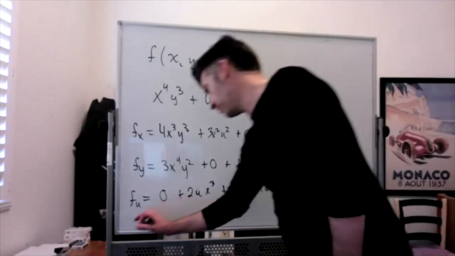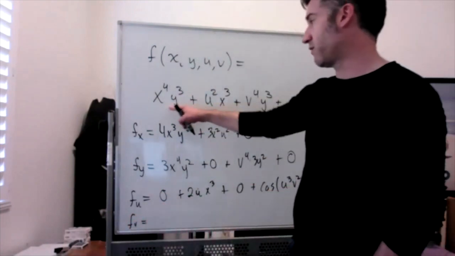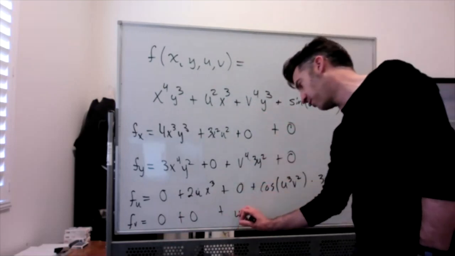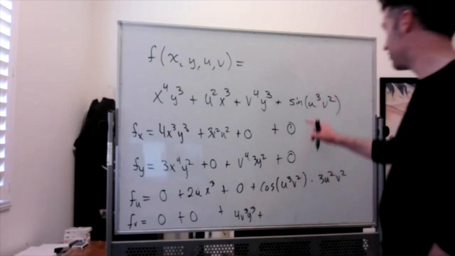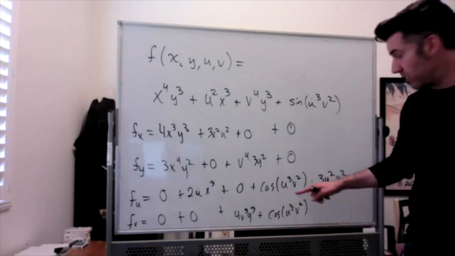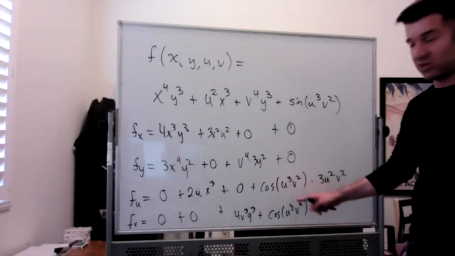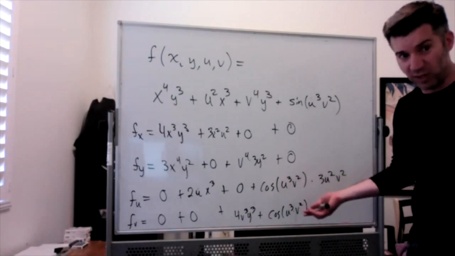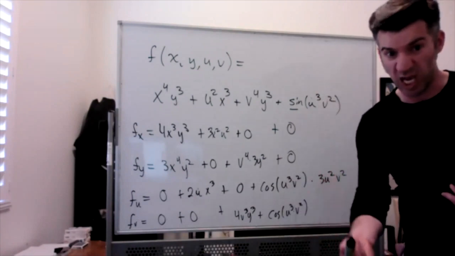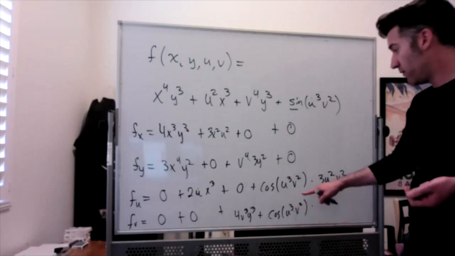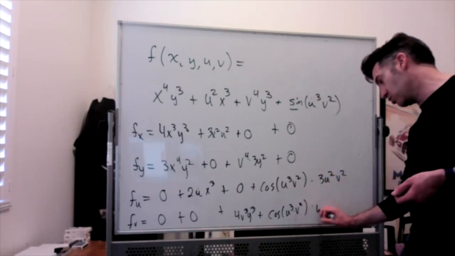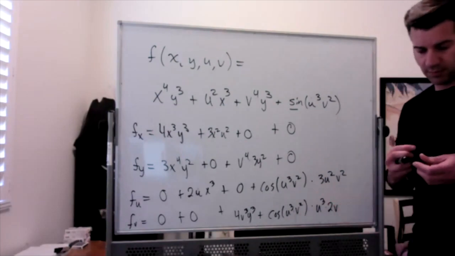Let's find the last one. Might as well, right? f_v: the derivative of x to the 4th y cubed is going to be 0. The derivative of u squared x cubed is going to be 0. The derivative of v to the 4th y cubed is going to be 4v cubed y cubed. And the derivative of sine of u cubed v squared is going to be cosine of my stuff times the derivative of my stuff. Notice that in both of these, when we differentiated with respect to either u or v, you still get cosine of the same thing, because you only differentiated the sine part. The derivative of sine of a thing is always cosine of the same thing. But then we have to multiply by the derivative of the insides, and here's where they differ. With respect to u, the derivative of the inside was 3u squared times v squared. With respect to v, it's going to be u cubed times 2v.